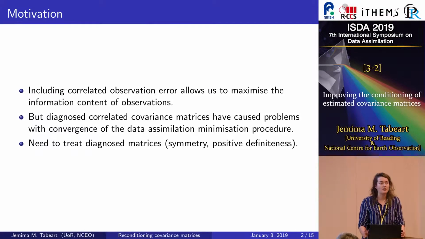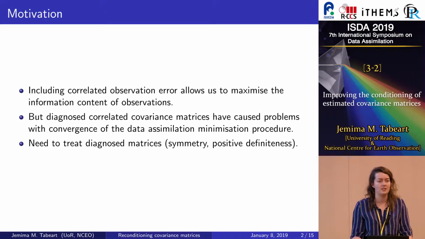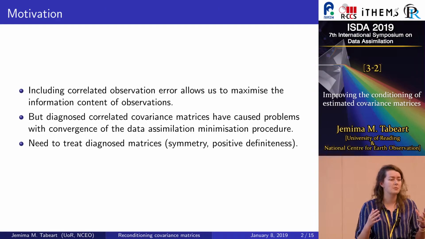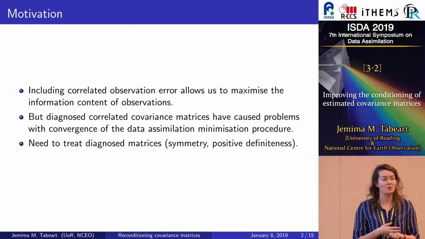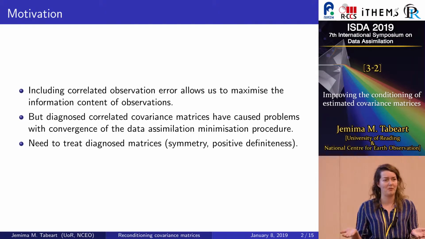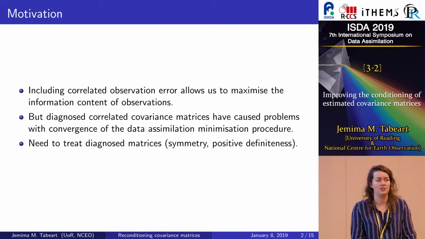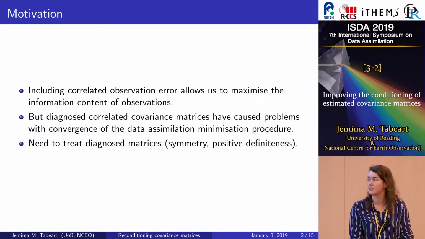One problem is that when we diagnose these correlation matrices, we get matrices that are really ill-conditioned, and when we try to use them directly, we don't get convergence of our data assimilation systems. They're also not symmetric and not positive definite, so they're not actually covariance matrices at all. In practice, we treat them to make them symmetric and positive definite. Because we're already fiddling with them a bit, it's maybe not such a big problem to also play around with the eigenvalues. If it means we can include some correlation information in our data assimilation systems, that's probably positive.